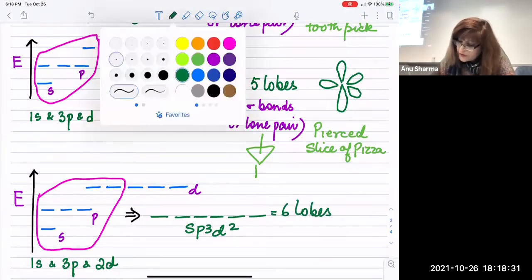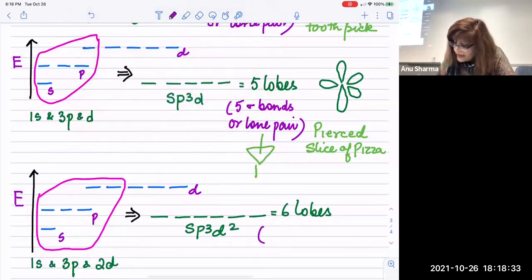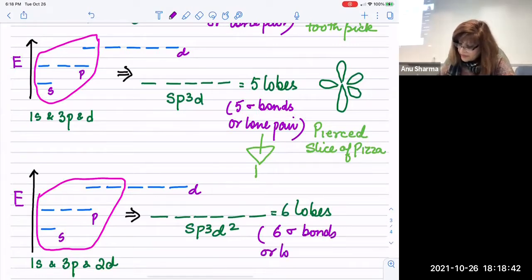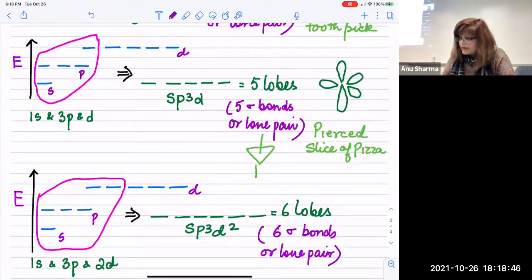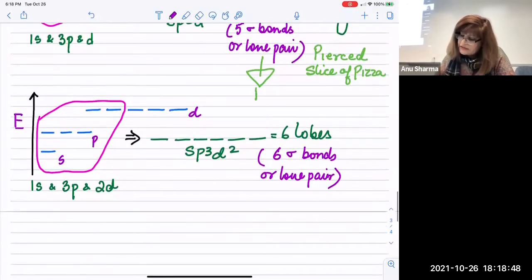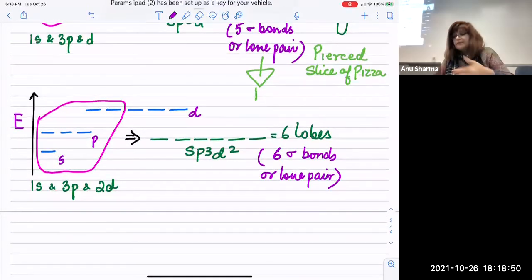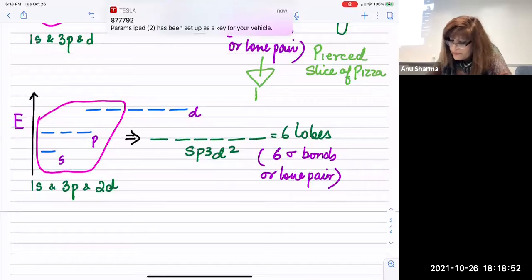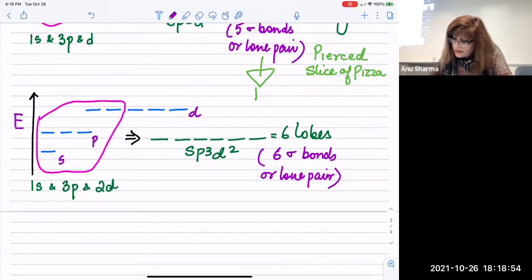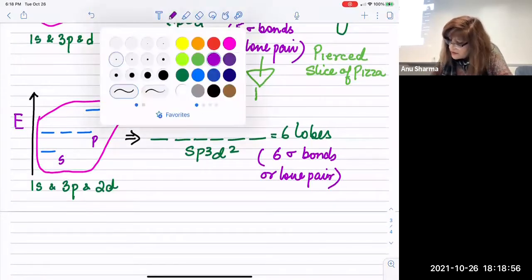And each of these six lobes, again, is going to carry either six sigma bonds. Sigma bonds are the single bonds, or a lone pair can also be present here. So it's a mix and match, okay? So the six lobes, how does it look? It's a pierced piece of bread.